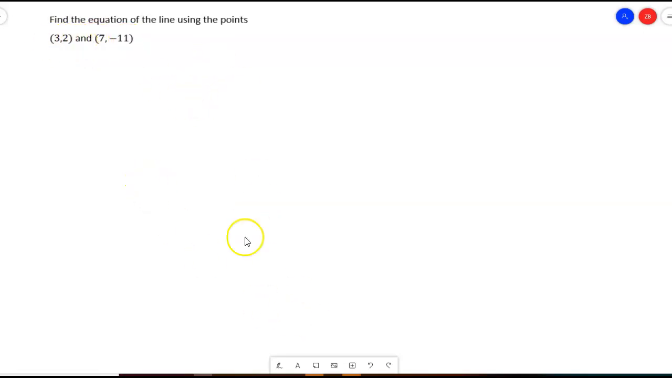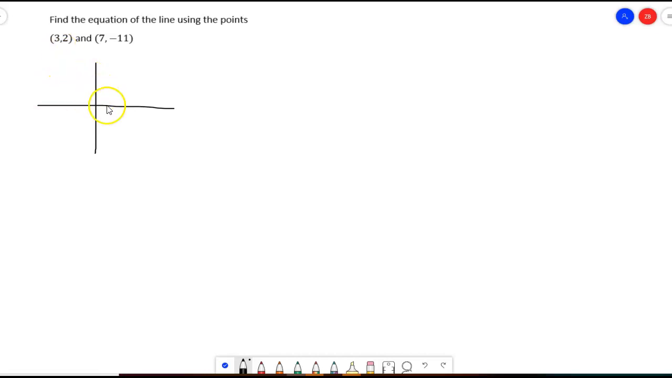So the first thing I like to do a lot of the times is just get an idea of what this line is going to look like before I do it. So if I graph this here, something like this, I don't have to be exact. I just want to get an idea of whether the slope is going to be positive or negative, and whether it's going to be steep or gradual.